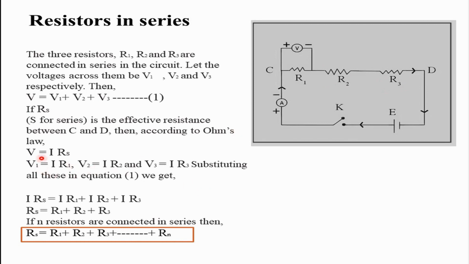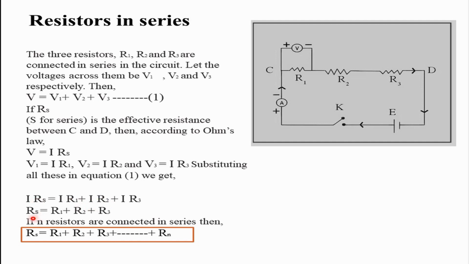Now, for individual potential differences, that is V1, V2, V3, we can use this formula: V1 equal to IR1. I told you, I will remain the same for all the resistors. Substituting this into equation number 1, V will be IRS, V1 will be IR1, V2 will be IR2, V3 will be IR3. The I is common, so we will cancel it.